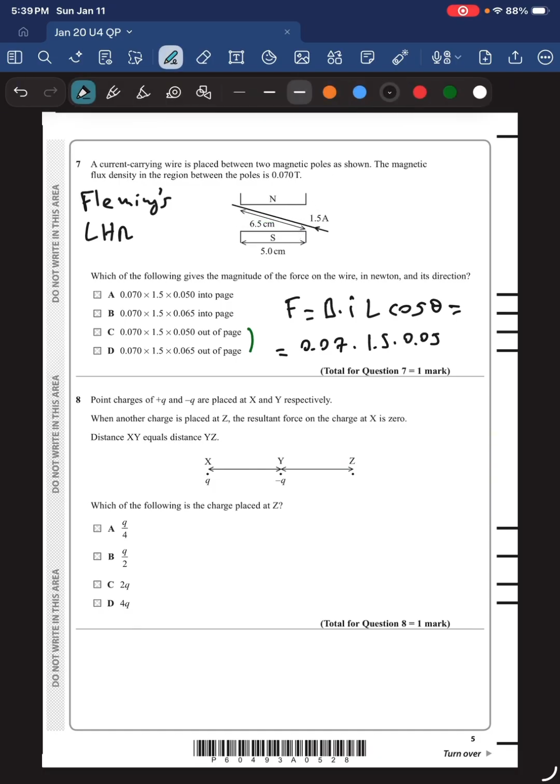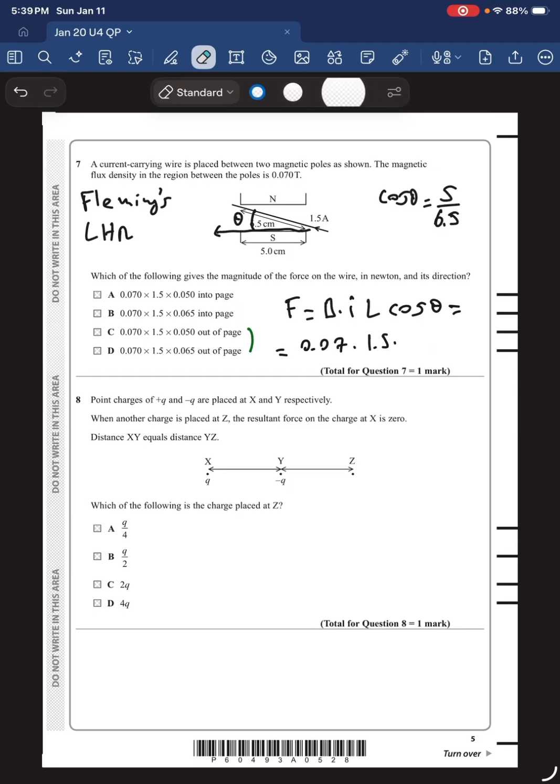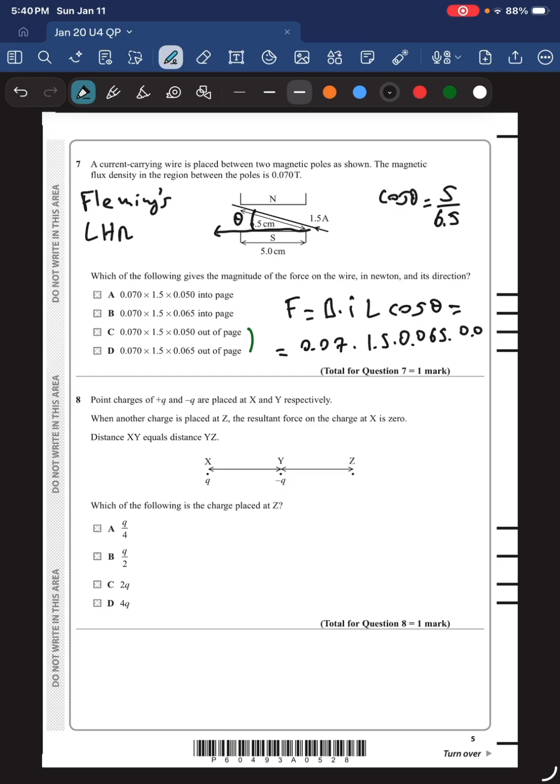This is the component we need, so this is theta. Wait, I'm confused now. Sorry, the length here is 0.065 and the cosine theta is 0.05 over 0.065. So you have to divide by 0.065, and this 0.065 goes away. The correct answer is actually C. Sorry, I got confused for a moment.